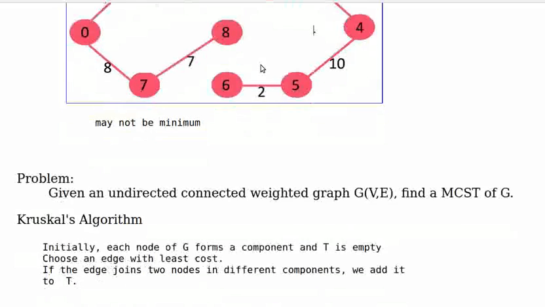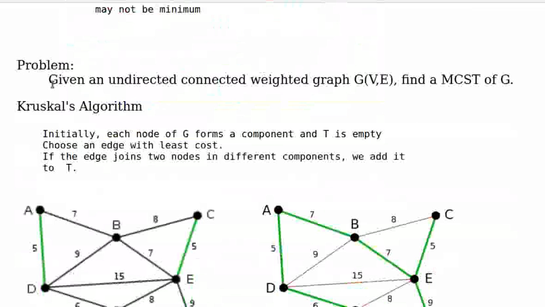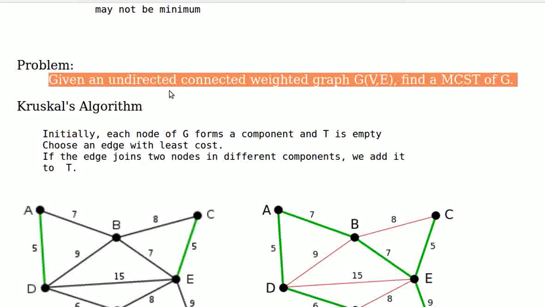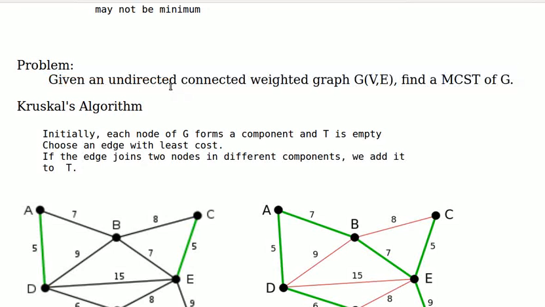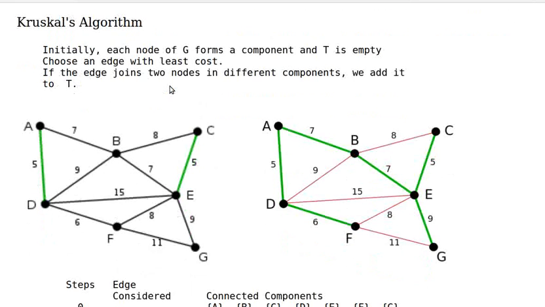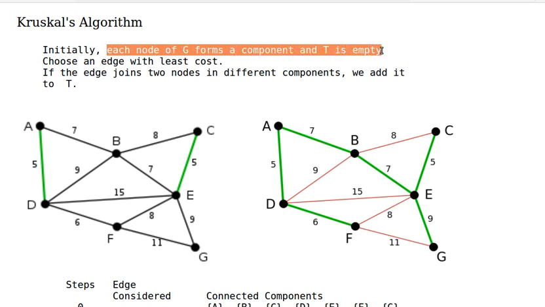Here's our problem. Given an undirected connected weighted graph G = (V, E), find a minimum cost spanning tree, or MCST, of G. We will discuss Kruskal's algorithm, which finds a minimum cost spanning tree. Using the greedy approach, the algorithm initially treats the graph as a forest, and every node it has as an individual tree. A tree connects to another tree only if it has the least cost among all available options.